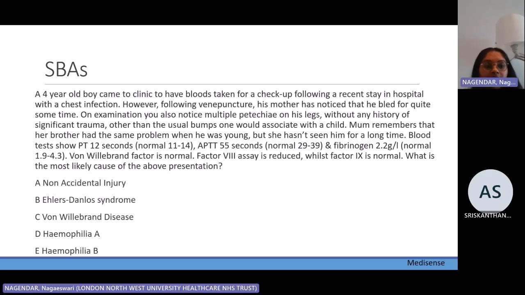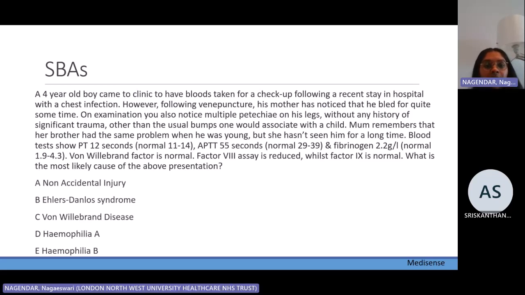And then this is another question. So in this question, a 4-year-old boy comes to clinic. They have bloods taken after being admitted for a chest infection. But unfortunately, the child was bleeding for quite some time, which was deemed to be abnormal after having his bloods taken. And then you decide to examine the child. Again, very important to do an A to E examination, top to tail, expose the patient, have a look at their skin. And you also notice multiple petechiae on his legs, without any history of significant trauma other than the usual bumps one would associate with a 4-year-old child.